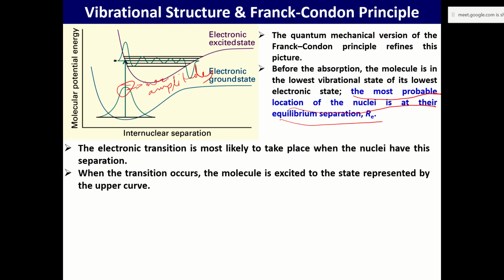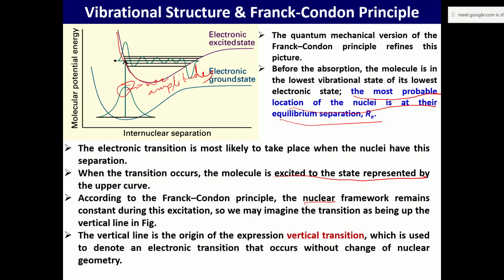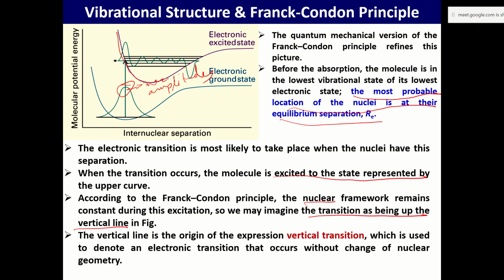So an electronic transition occurs. The molecule is excited to the new upper electronic state, which is the new potential well, the upper curve. According to the Franck-Condon principle, the nucleus doesn't move, and so it remains in the same position. The transitions are represented through a vertical line that we have drawn, and we sometimes call it a vertical transition.